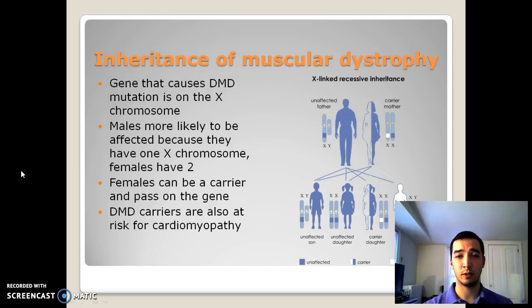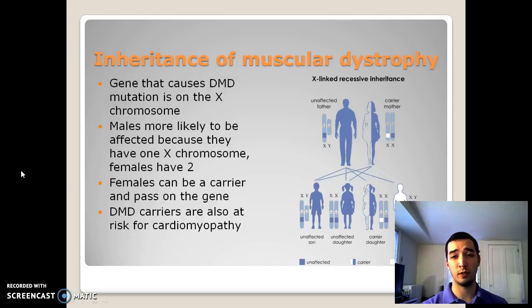So muscular dystrophy is usually inherited since it is a genetic disease. The gene that causes DMD mutation is on the X chromosome. So males are more likely to be affected because they only have one X chromosome compared to females with two X chromosomes. But since females have two X chromosomes, they can also be carriers and pass on the gene. And also DMD carriers are at risk for cardiomyopathy.